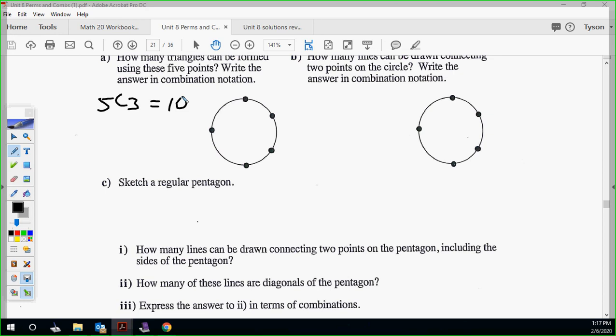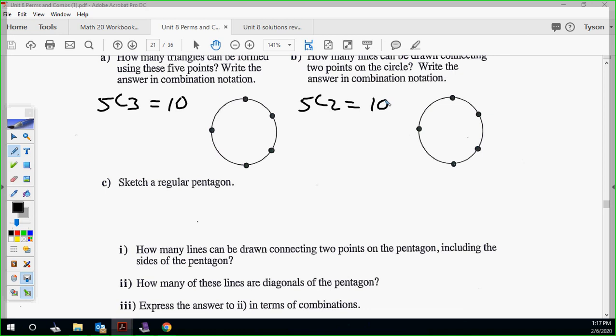Okay, then how many lines can be drawn on the circle? Write the answer in combination notation. Oh, we should know that answer, shouldn't we? Also 10. Right? Because 2 and 3 is the flip of each other. The symmetry. It says sketch a regular pentagon.